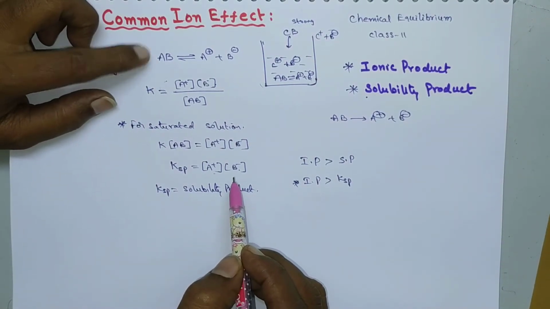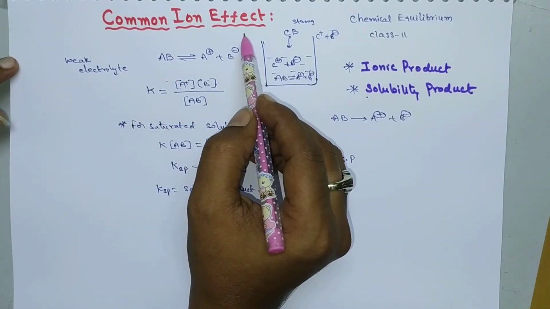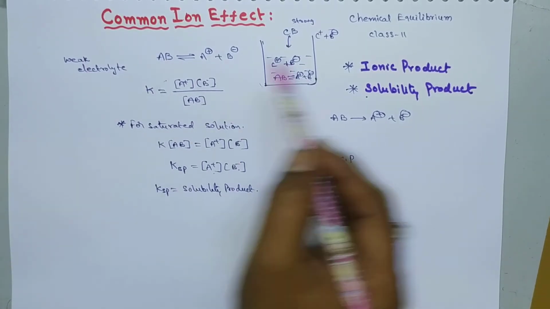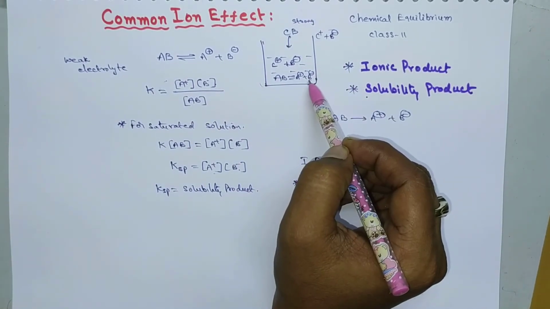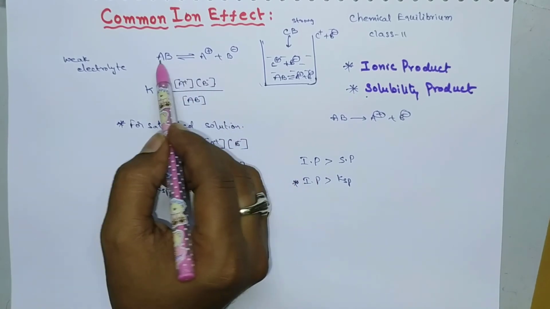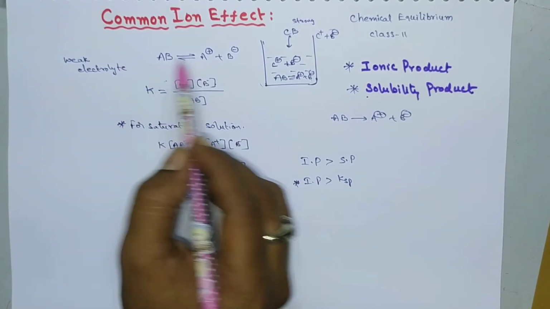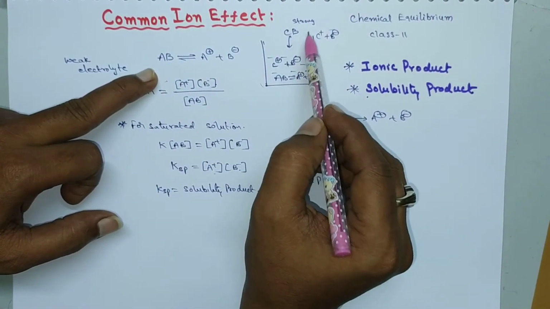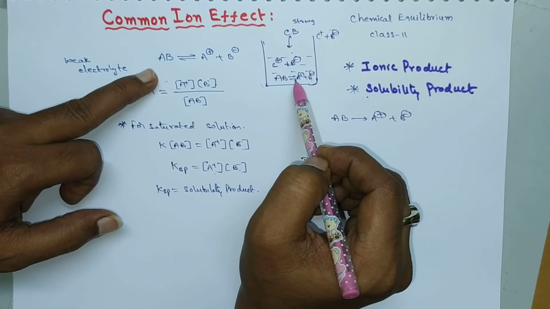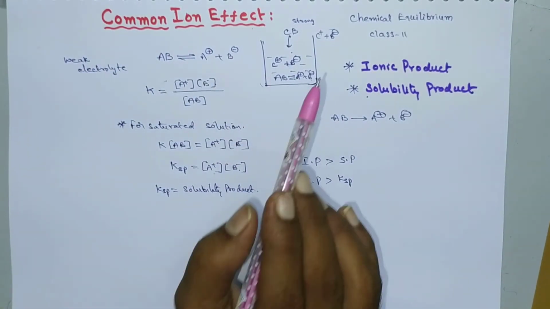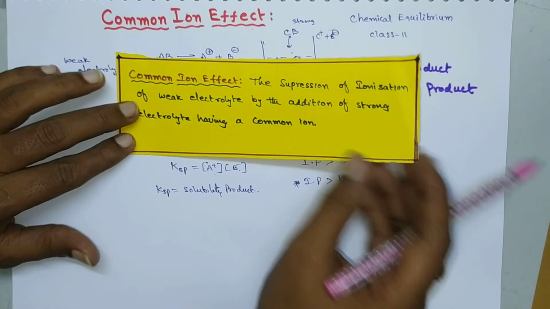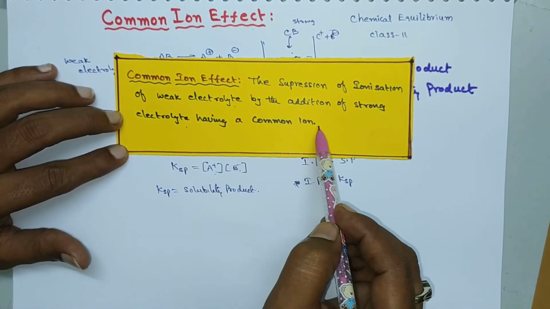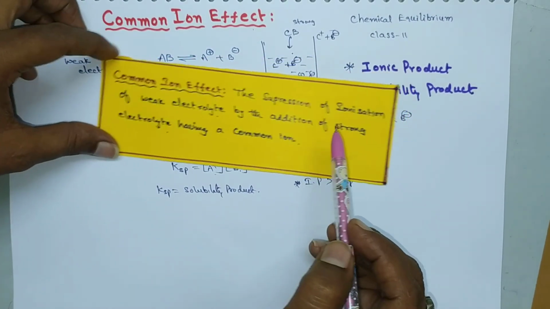So now let us understand the definition of the common ion effect. Here we are adding a strong electrolyte having a common ion to a weak electrolyte. Then the equilibrium will shift towards the left hand side. That means the ionization will be suppressed. So the suppression of ionization of a weak electrolyte by the addition of a strong electrolyte having a common ion is simply called the common ion effect. Okay, so this is called the common ion effect.